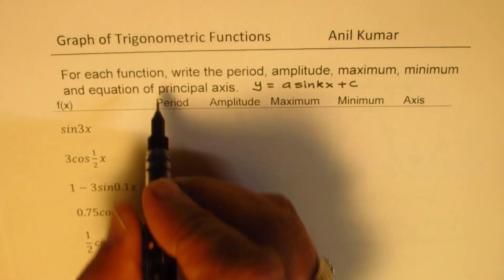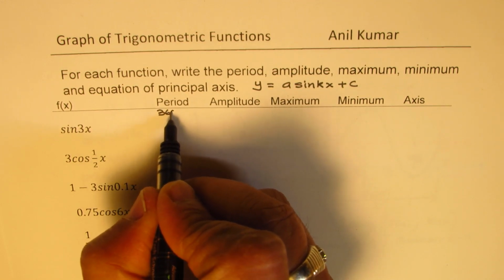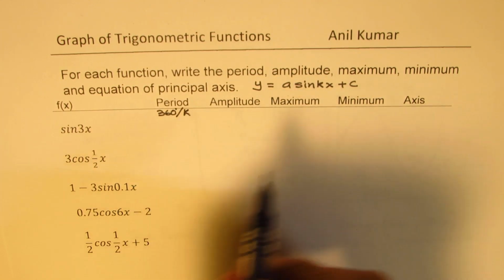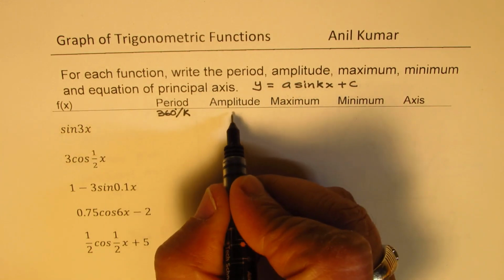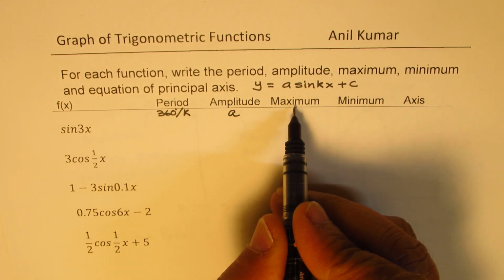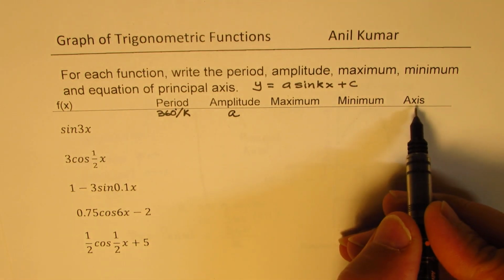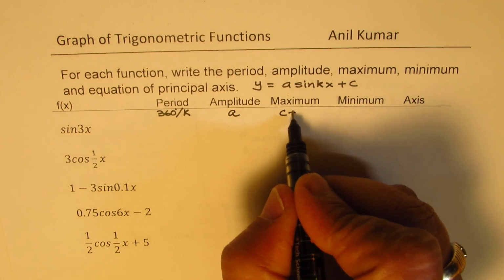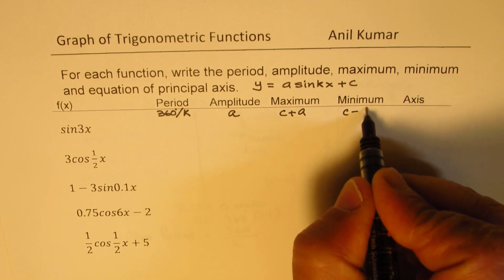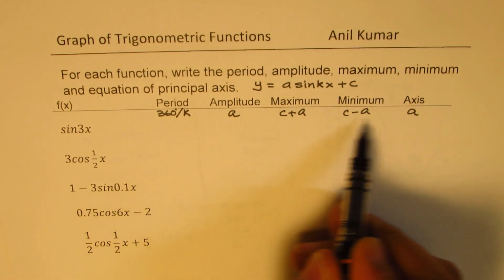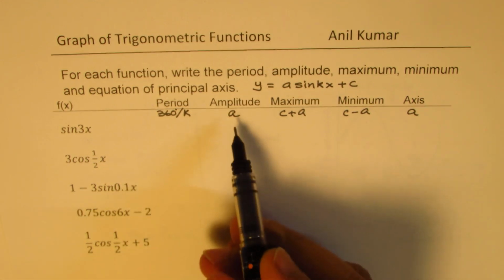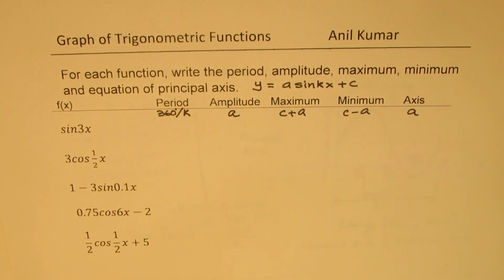I will divide 360 degrees by k, correct? If I have to say what is amplitude, it is directly the value of a. The maximum value is c plus a, minimum is c minus a, and the axis is c, right? So these are the values which will help you to fill this particular table. Is that clear to you?